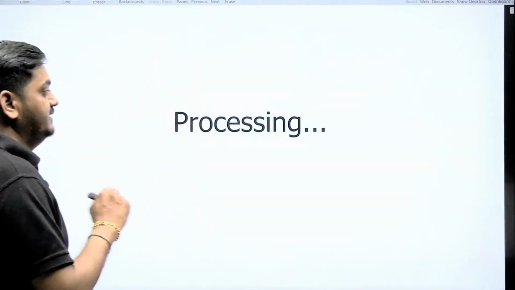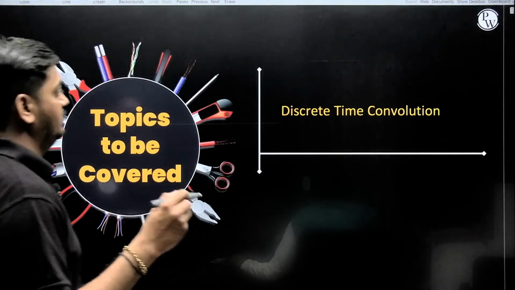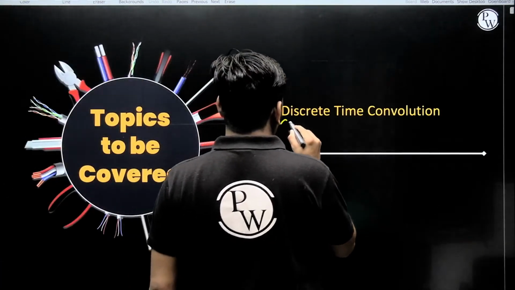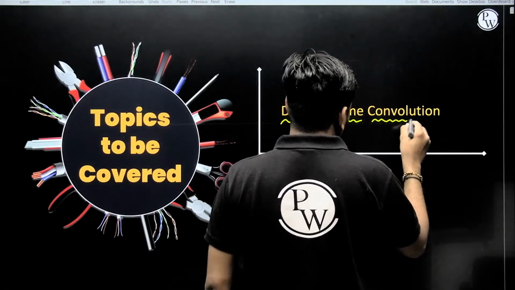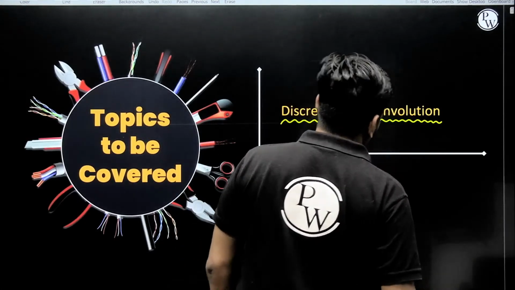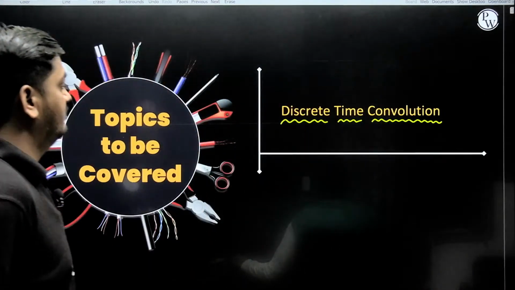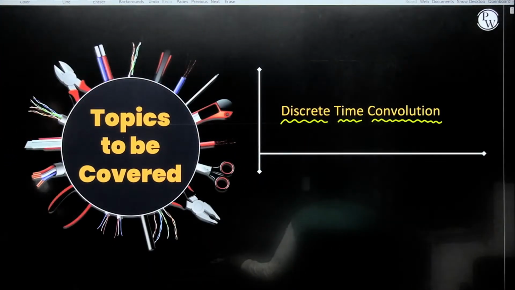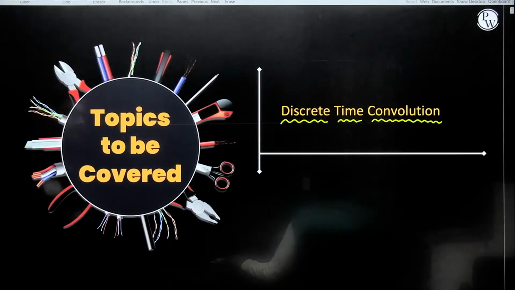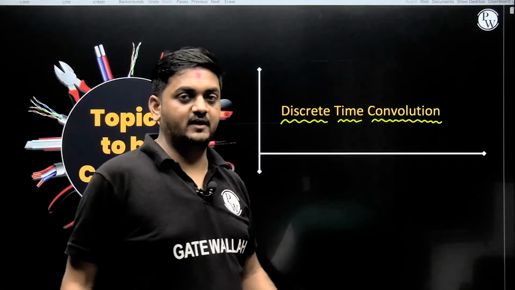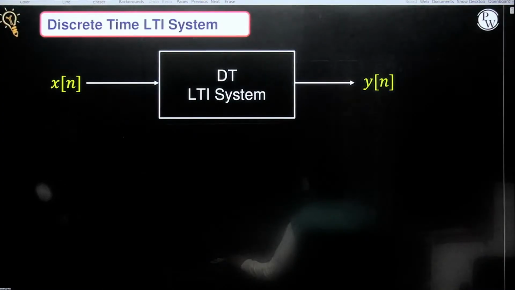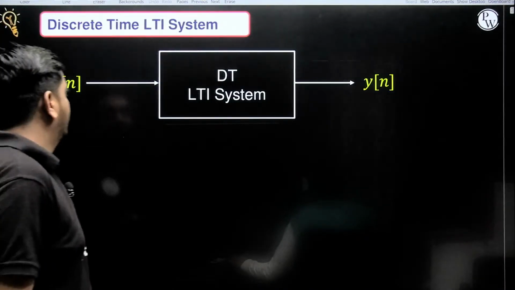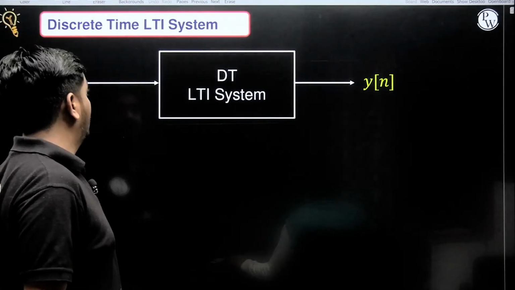The topic is discrete time convolution. It is the same as continuous time. If you are familiar with the concepts of continuous time convolution, then you will not get any difficulty, or you will need very little time to understand discrete time convolution. So let us start with discrete time convolution, the discrete time LTI system.